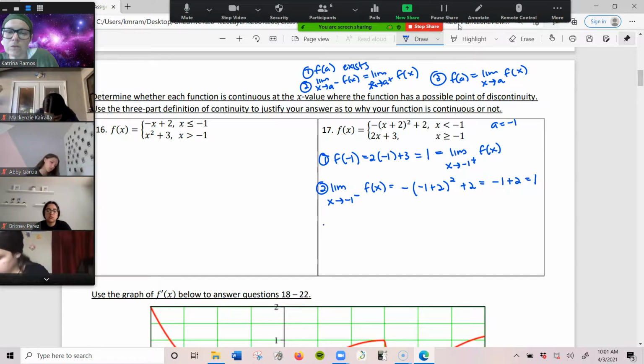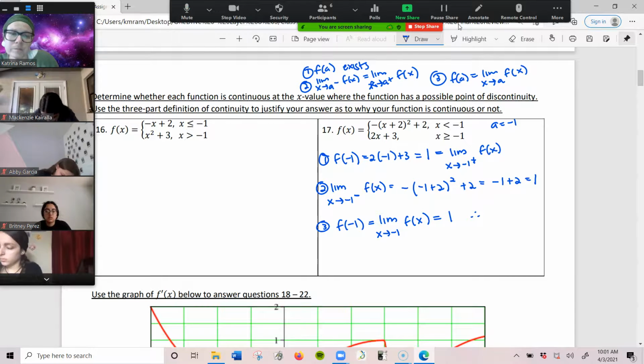So for part 3, my f of -1 does equal the limit value as x is approaching -1, which is 1. So therefore, f of x is continuous at x equals -1.